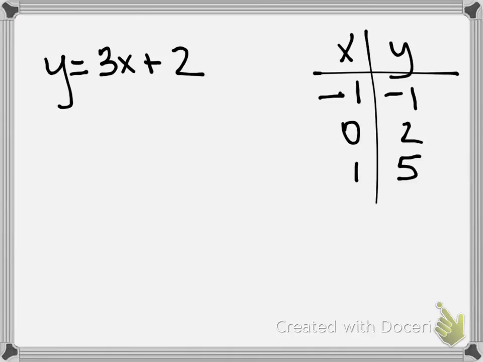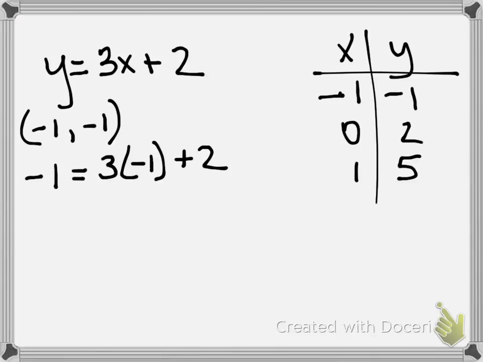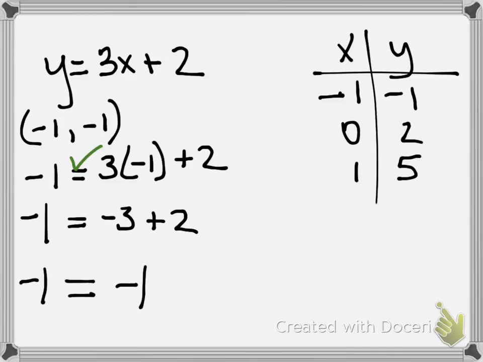So if you take those points, and let's just say we're going to use the first point, -1, -1, and you were to put them in an equation. So y is -1, and x is -1. This should be a true statement. It should indeed equal one another. So does -1 equal -3 plus 2? Does -1 equal -1? And yes, it does. So the relationship is always the same when given points.